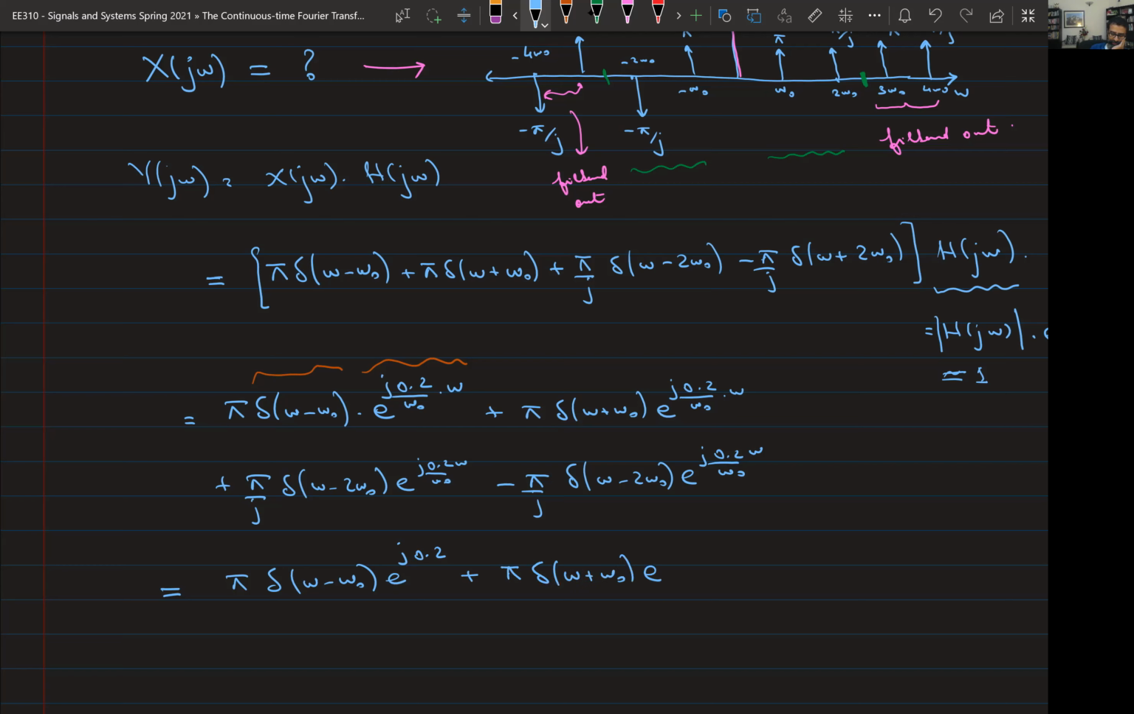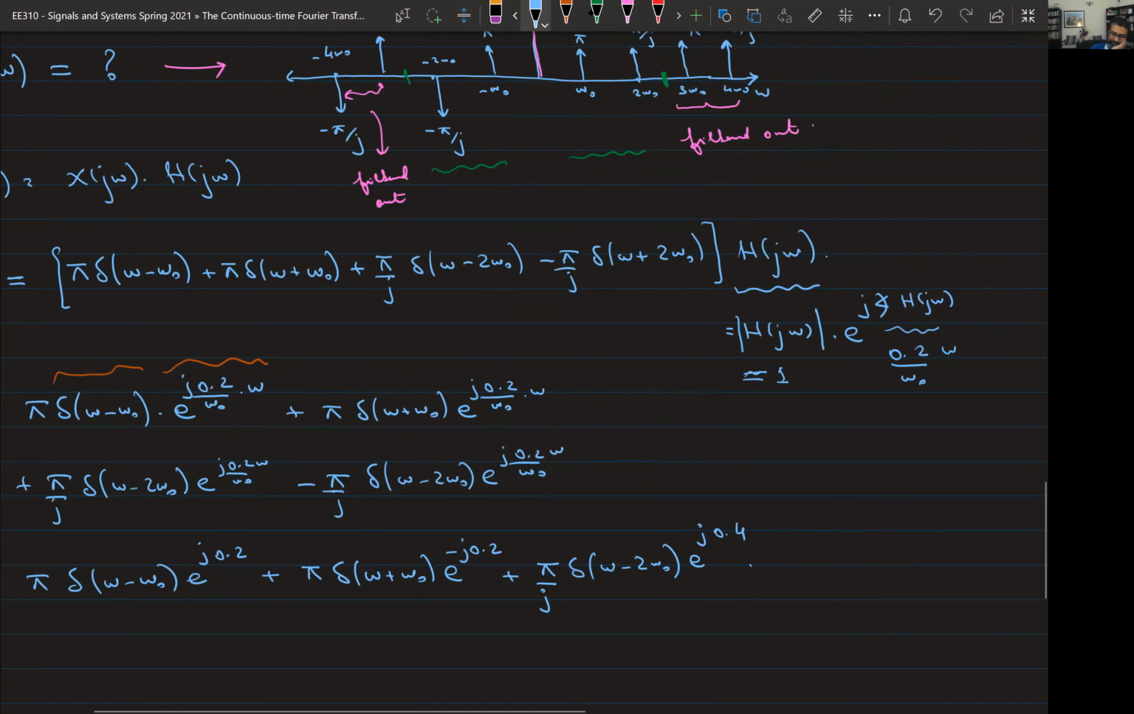And this is going to be, what will be here? Minus j 0.2, right? And then this is going to be pi by j delta omega minus 2 omega naught e raised to power, what will be here? This will be 0.4, right? And then minus pi by j delta omega plus 2 omega naught e raised to power minus j 0.4, right?